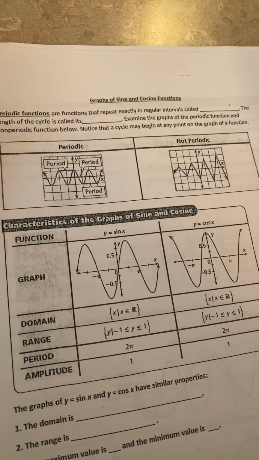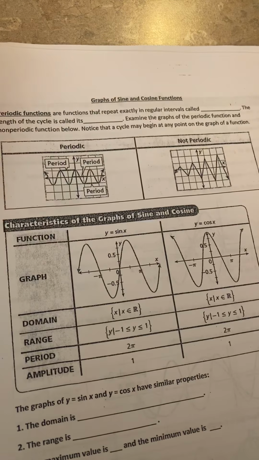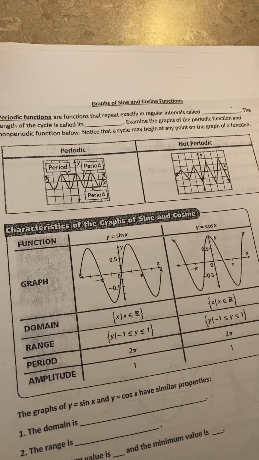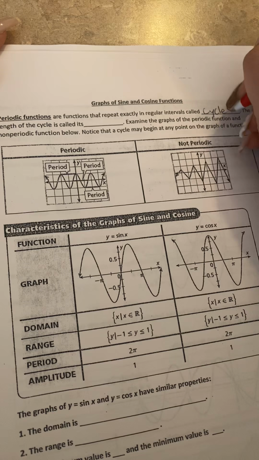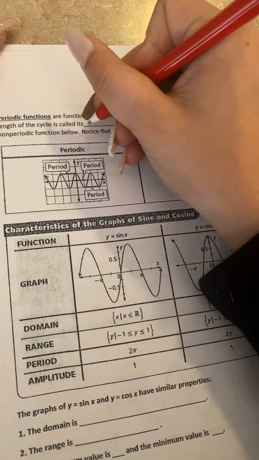All right, this is Thursday's video talking about graphs of sine and cosine functions. With graphs of sine and cosine functions, they're called periodic functions, and those are functions that repeat exactly in regular intervals called cycles. And the length of a cycle is called its period.